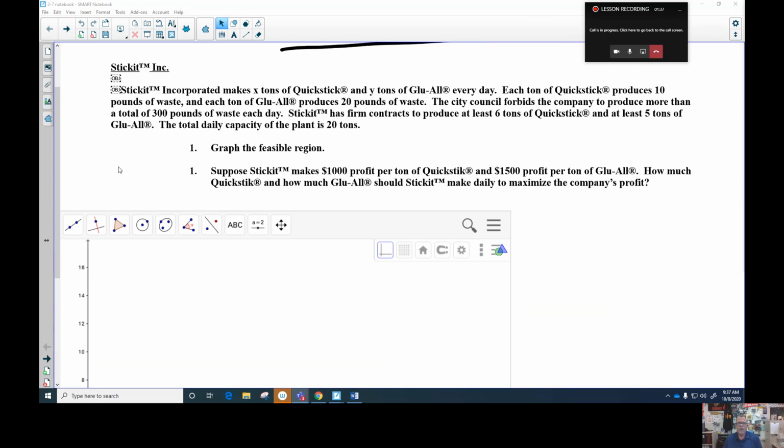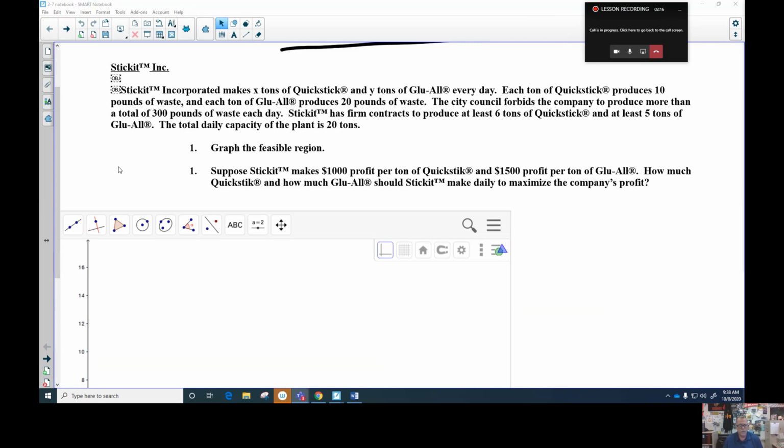Stickit Incorporated makes X tons of Quick Stick and Y tons of Glue All every day. Now, what I do is first I just read through it in general to get a feel for what the problem's about. Not my normal way of approaching word problems where I take notes the whole way through. I just do this the first time through. So Stickit Incorporated makes X tons of Quick Stick and Y tons of Glue All every day. Each ton of Quick Stick produces 10 pounds of waste. Each ton of Glue All produces 20 pounds of waste. The City Council forbids the company to produce more than a total of 300 pounds of waste each day. Stickit has firm contracts to produce at least 6 tons of Quick Stick and at least 5 tons of Glue All. The total daily capacity of the plant is 20 tons.